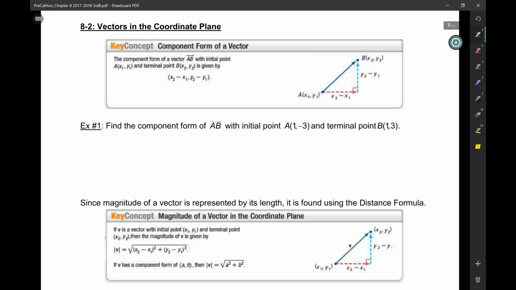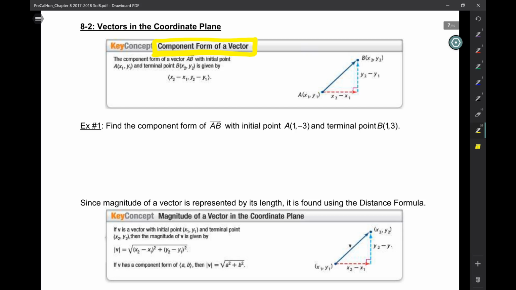Here, we're going to get down to some actual calculations with vectors. We're going to talk about the different forms in which we could express vectors. So first, let's talk about the component form of a vector. This is a way to express your vector.